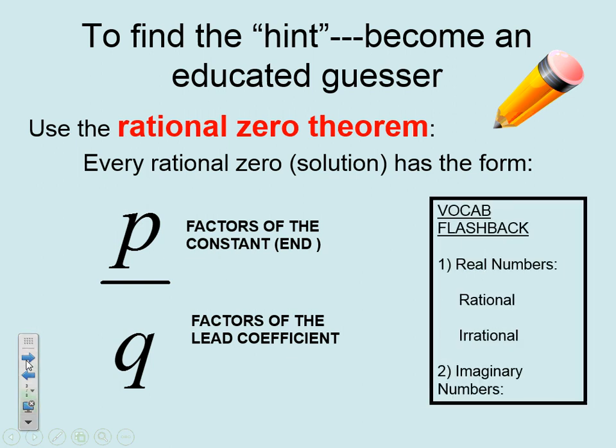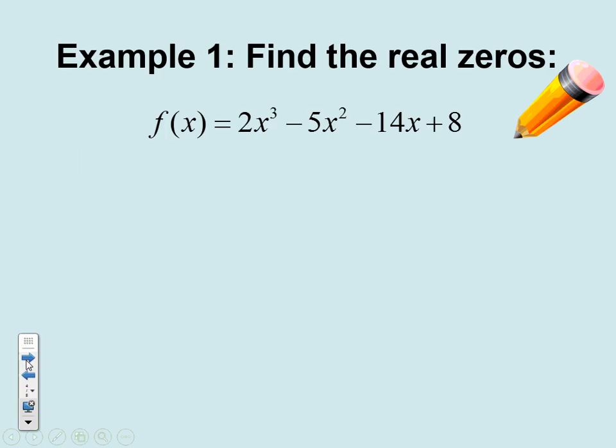Now, vocab flashback a little bit, in case some of these words are confusing you. Real numbers are numbers that really exist. The other category, of course, is imaginary numbers, the ones with i in them. So real numbers versus imaginary numbers. Rational numbers are numbers that can be written in fraction form like a ratio. Irrational numbers cannot, like square root of 3, pi, those sorts of things. So this theorem is going to help us generate the rational ones, the ones that can be written in fraction form. That's why the fraction setup.